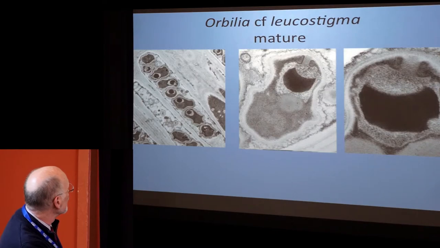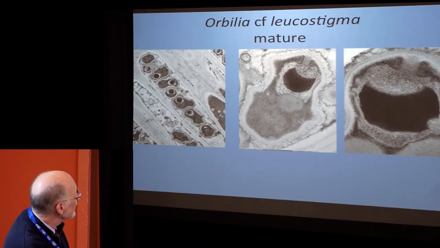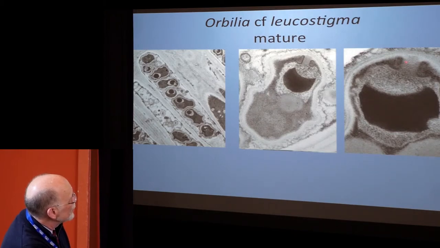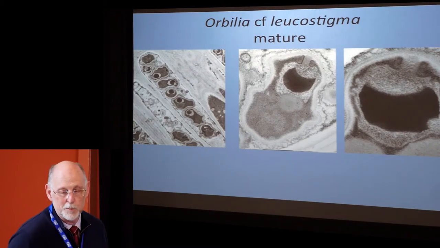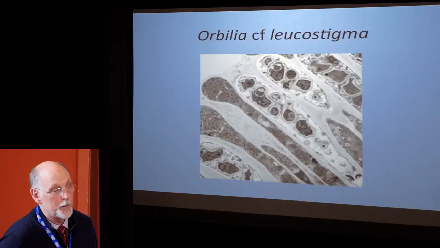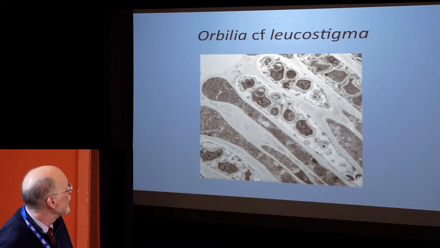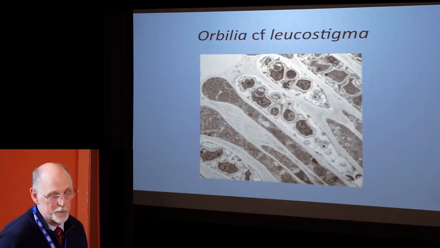Here's the mature ascus, mature spore with spore body. Here's the spore body, membrane stacks and so forth, membrane surrounded, and then this carbohydrate core. And again, finished, these capitate paraphyses here, and here are the spores within the ascus.